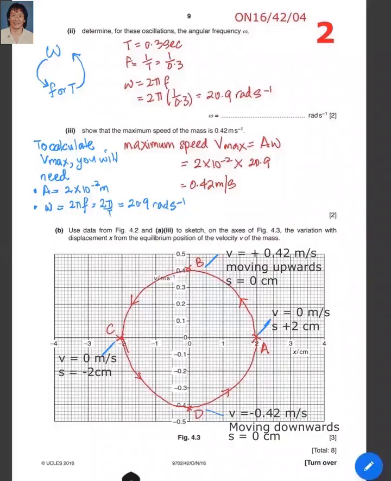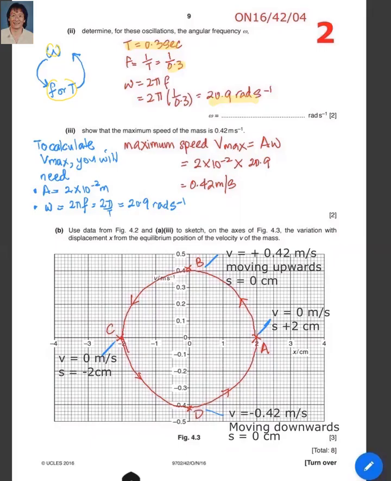In part 2, determine for this oscillation the angular frequency omega. We must know that to find omega, we must know the frequency or the period. From your graph in figure 4.2, we can get two things. We can get the period, which is 0.3 seconds. You also know the amplitude, which is 2 centimeters. Of course, we don't need the amplitude here. So once you know the period, you can find the frequency, which is 1 over 0.3. Then omega can be found either by using 2 pi f or 2 pi over T, which will give you 20.9 radians per second.